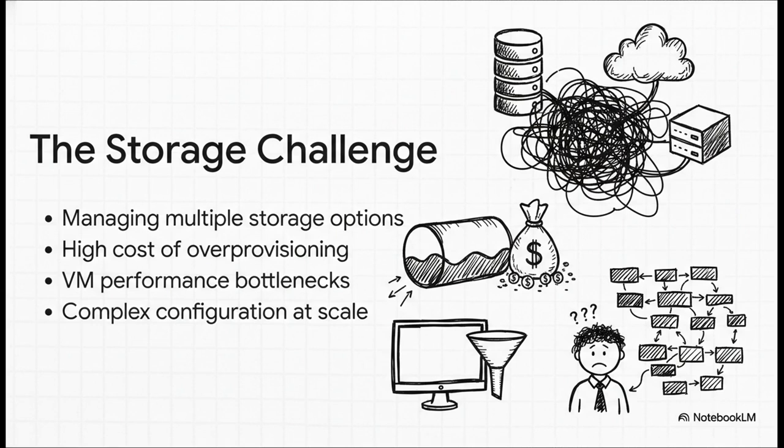You end up with all these different storage types for different services. You're often paying for capacity you don't even use just to get the performance you need. And then there's the big one. Every single one of your virtual machines has its own limit on IO operations per second, or IOPS. This creates these really frustrating bottlenecks. When you try to do this at scale, well, it becomes a total management nightmare.